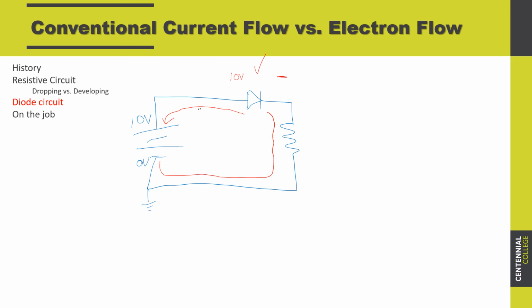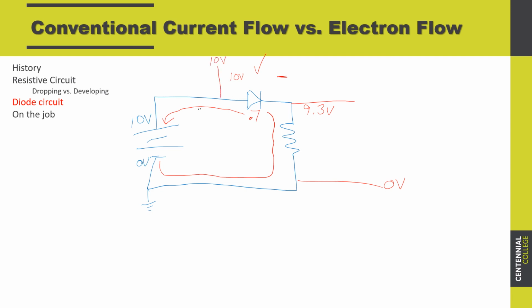What are the voltages involved? Well, as a matter of fact, 0.7 is going to be lost over the junction of the diode, which means that right here I'm going to be reading 9.3 volts. And to tie it with the other one, here I'm going to measure 0 volts. Here I'm going to measure 9.3 volts. And here I would measure 10 volts.